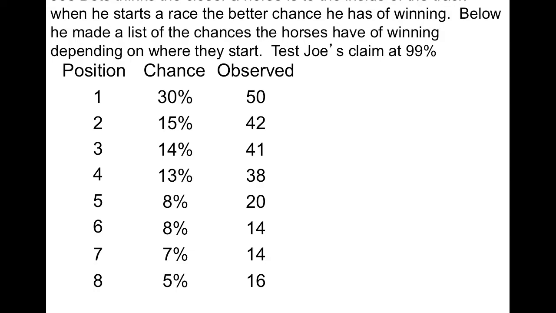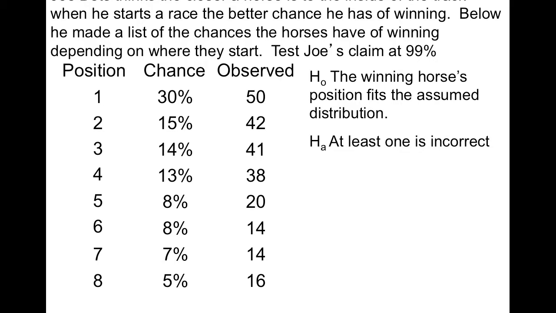Below we made a list of the chances the horses have of winning depending on where they start. Test shows claim at 99%. So the first thing we did was null and alternate. The winning horse's position fits the assumed distribution. At least one is incorrect. So there's our null and alternate for this.